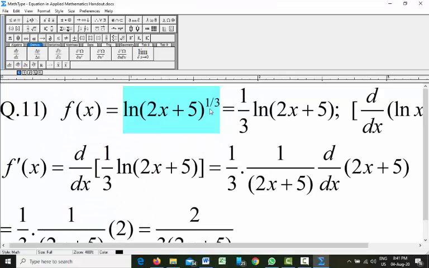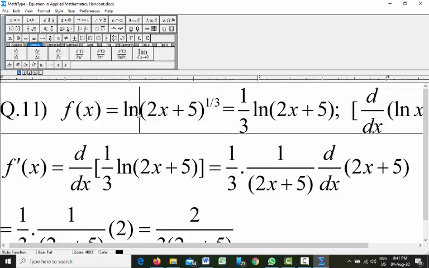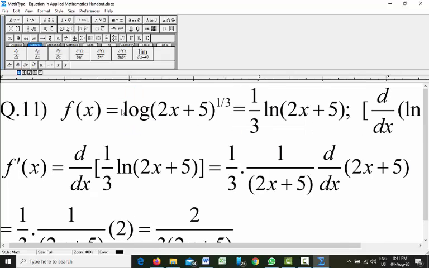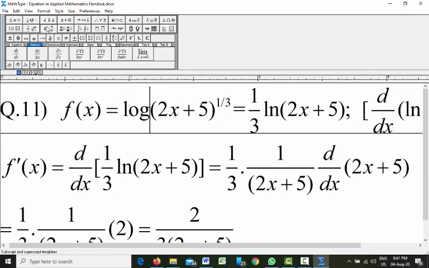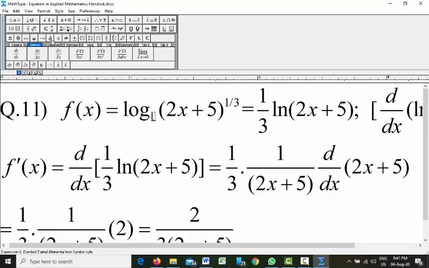So always remember, ln means log with base e. This ln means log with base e. So this is a logarithm.